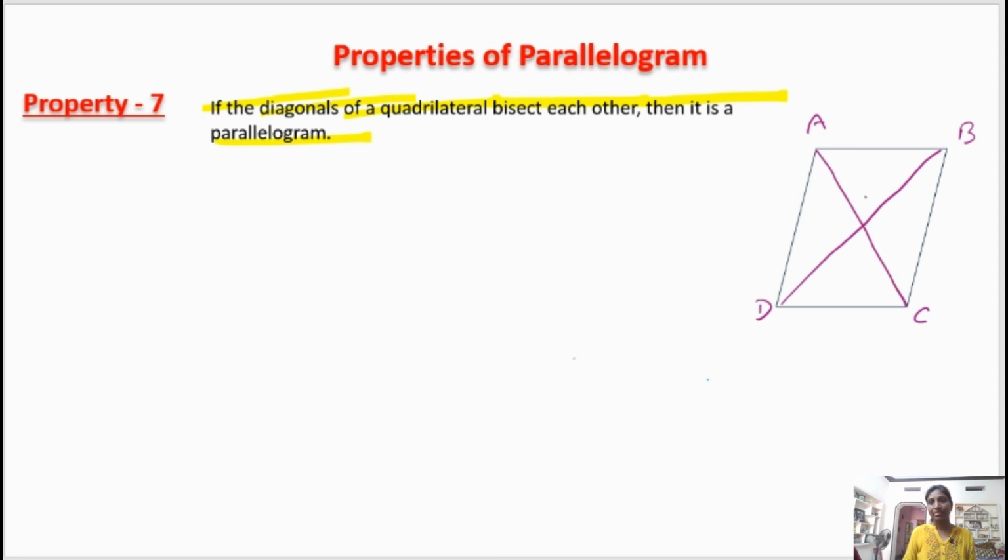It means it is given that AO is equal to CO and DO is equal to BO. Then we can conclude that the quadrilateral is a parallelogram. In a quadrilateral, if diagonals bisect each other, then we can say that ABCD is a parallelogram. Clear? Property 6 says that diagonals of a parallelogram bisect each other, and property 7 says that in a quadrilateral, if diagonals bisect each other, then it is a parallelogram.